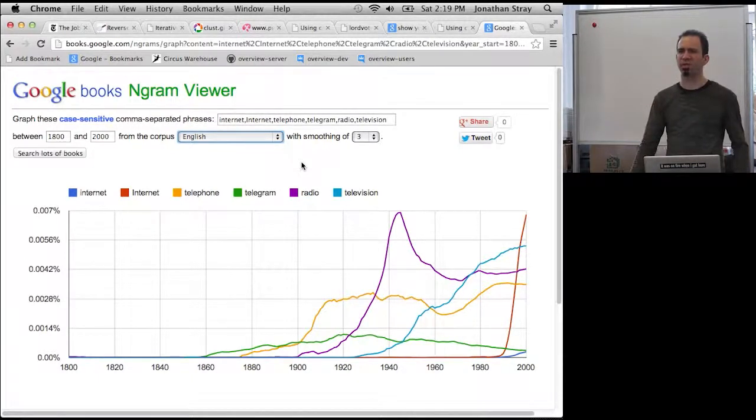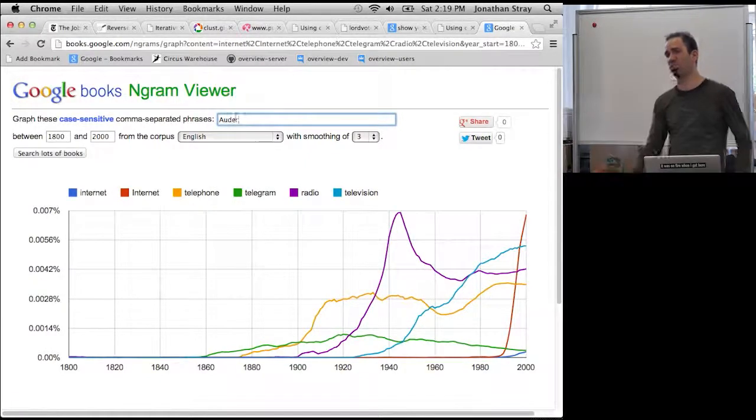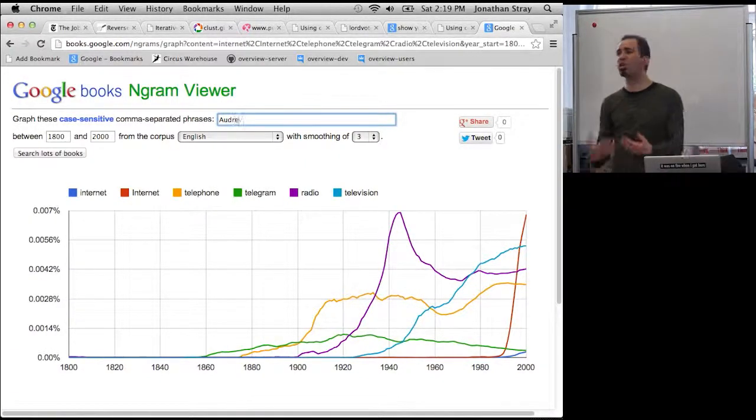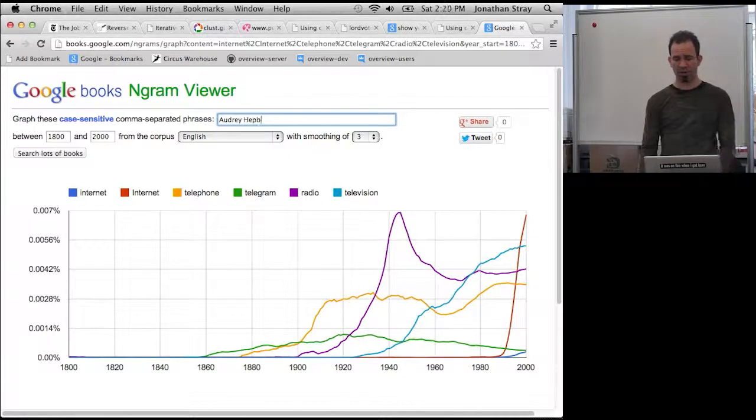People have done all kinds of things with this. And you have to be a little bit careful because, for example, this is only books. It doesn't have the internet. So maybe something's really popular and you don't know because it's only tweeted about, right? Let's try this one.